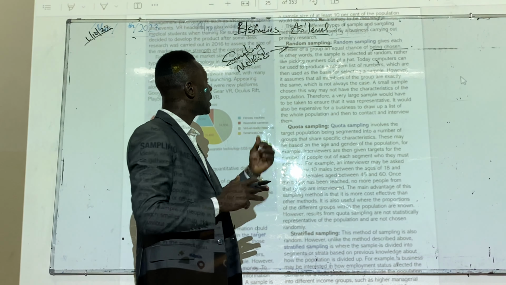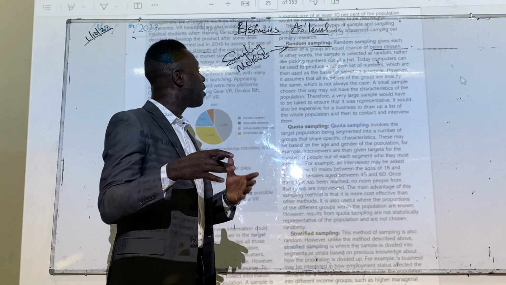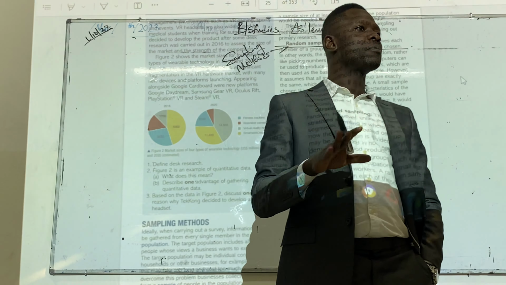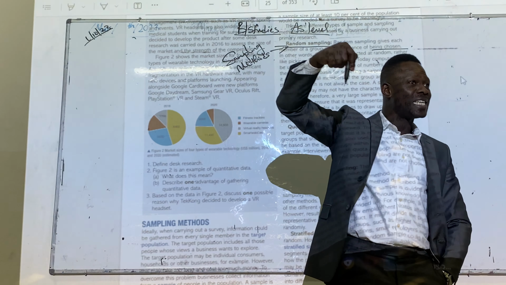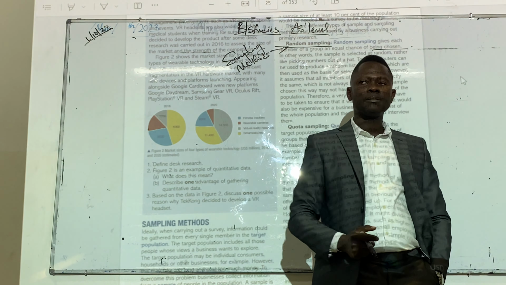So let's read from random. For random sampling, they said it gives each member of a group an equal chance of being chosen. If we are using random sampling, it means every individual in that group, that targeted population, can be chosen as a respondent.